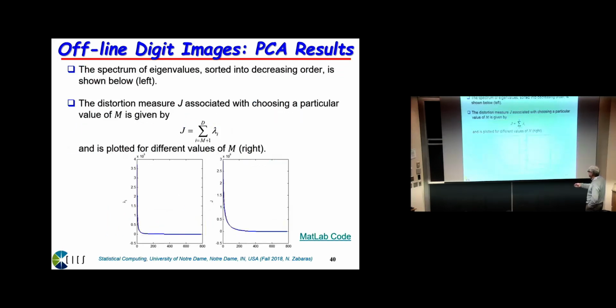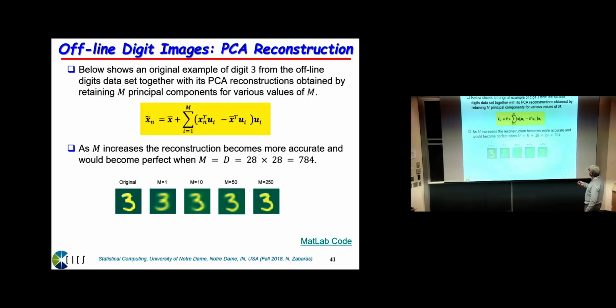But if you plot lots of them, like 800, and compute the distortion measure, the summation of the lambda i's from n plus 1 to d, this distortion measure starts stabilizing. Depending on how many values you keep, if you keep 800, the distortion has reached practically 0. You capture all the variance in the data. So you can decide, you know what, this keeps so much of the variance, so I'm happy, and that's where I'm going to stop. And you can see here the approximation of the digit 3.